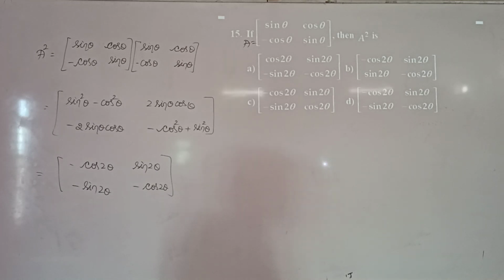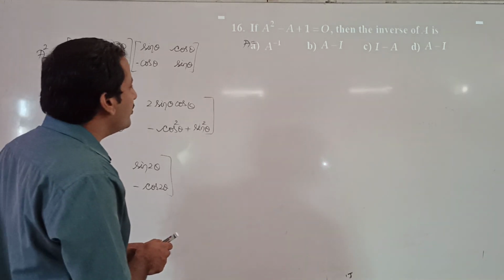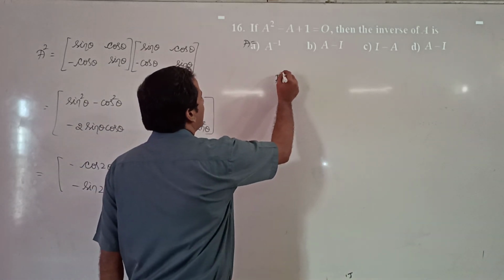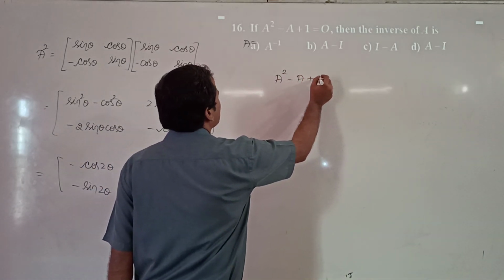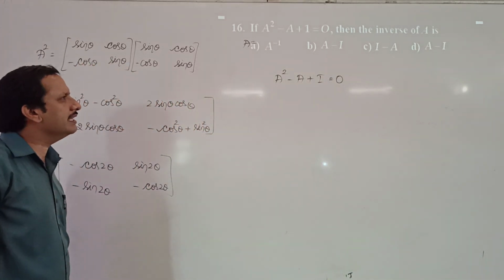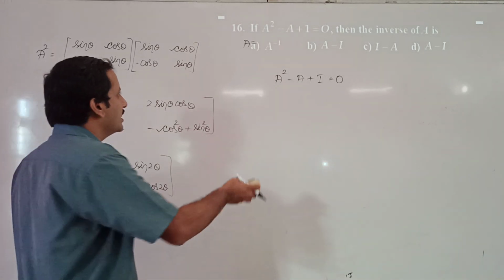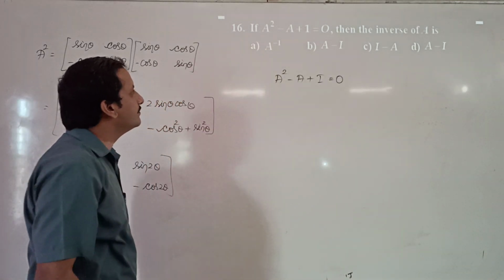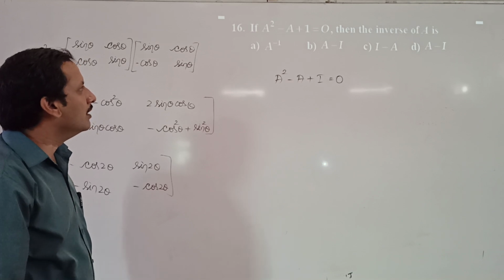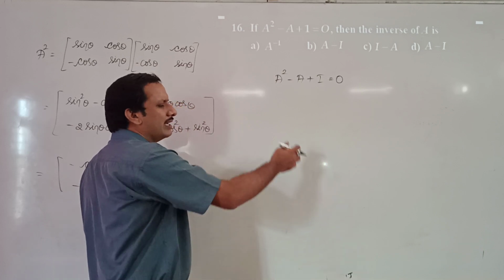Okay, next question, 16. A square minus A plus 1 is equal to 0. It should be I equal to 0. A square minus A plus I is equal to 0. Then what is A inverse? They are asking. Multiply this equation by A inverse. I am multiplying by A inverse.